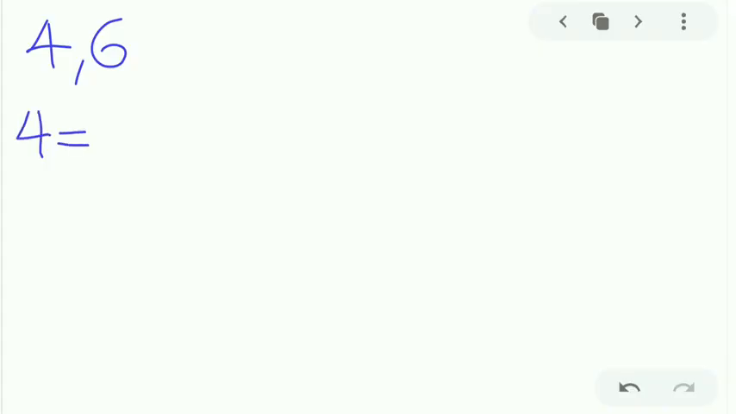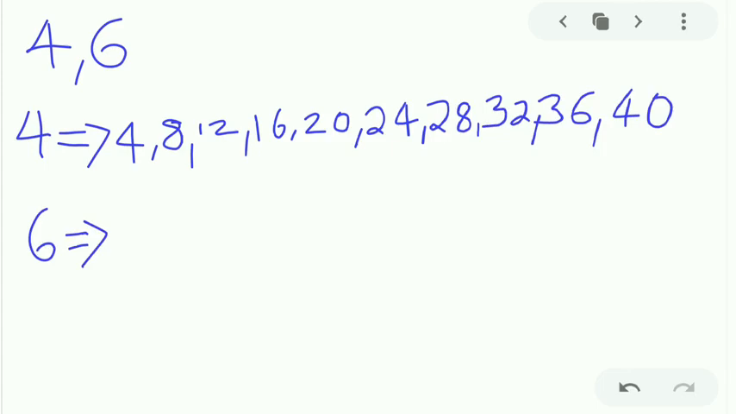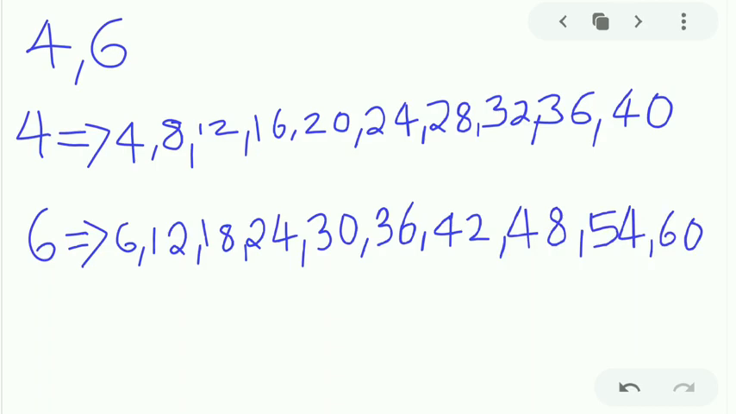Let's discuss the LCM with the example of two numbers. Let's take 4 and 6 and list out the multiples of these two numbers. All of you know the multiplication table of 4 and 6, right? The multiples of 4 are 4, 8, 12, 16, 20, 24, 28, 32, 36, 40 and so on. In the same way, list out the multiples of 6: 6, 12, 18, 24, 30, 36, 42, 48, 54, 60 and so on.